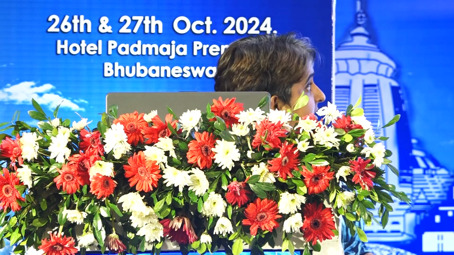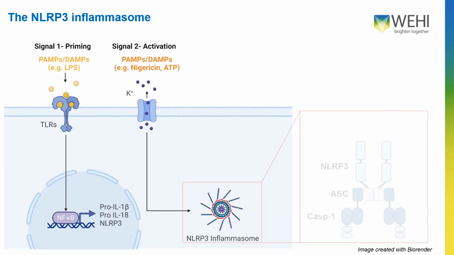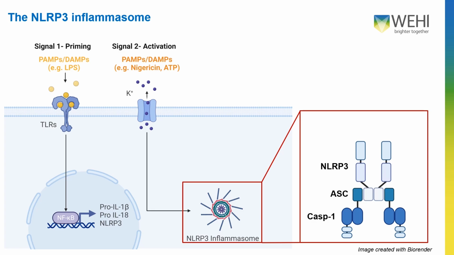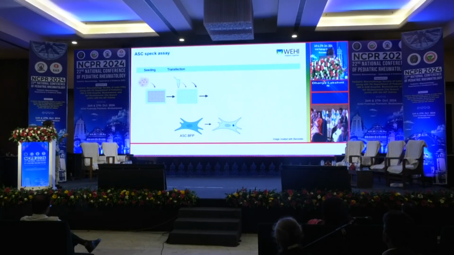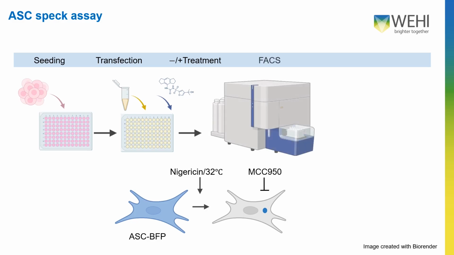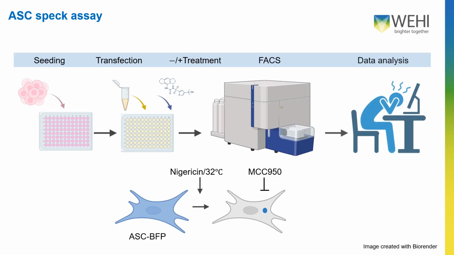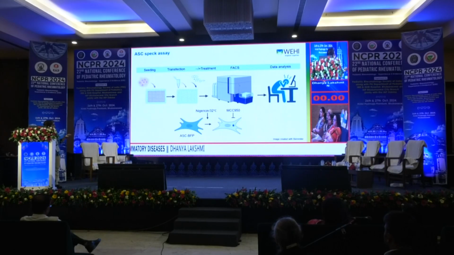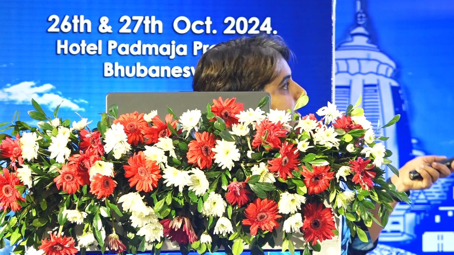So NLRP3 is an inflammasome which requires the presence of an ASC. And when ASC assembles, it forms a speck in the cell, and this can be assessed by an ASC speck assay, which Shoya did for all these variants. She made these variants and transfected the HEK293T cells with them, treated them with nigericin, and cultured them at a lower temperature. Then she used MCC950, which is an NLRP3 inhibitor, and did FACS to check for the ASC specks.